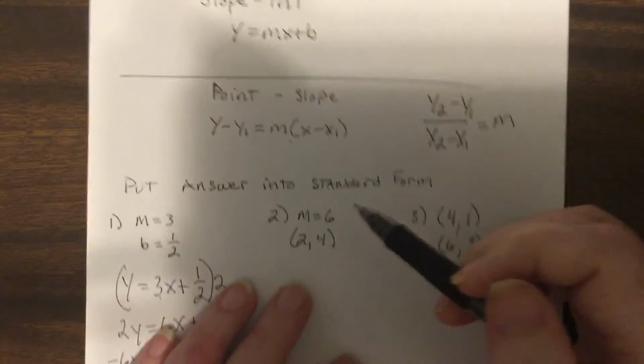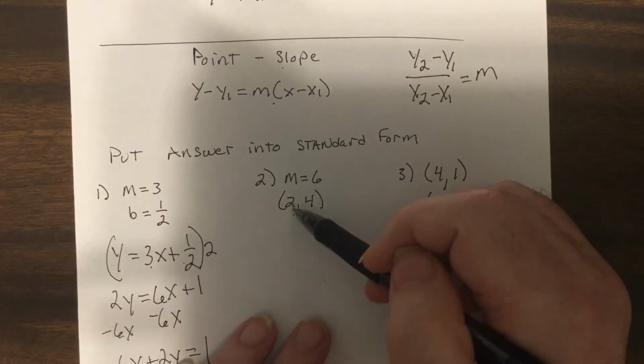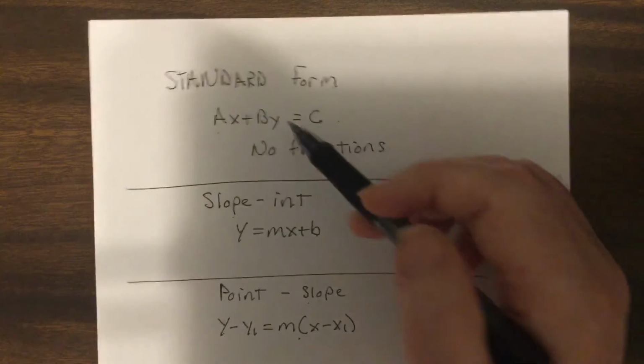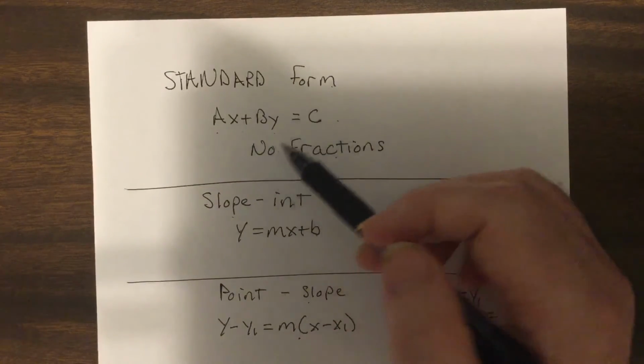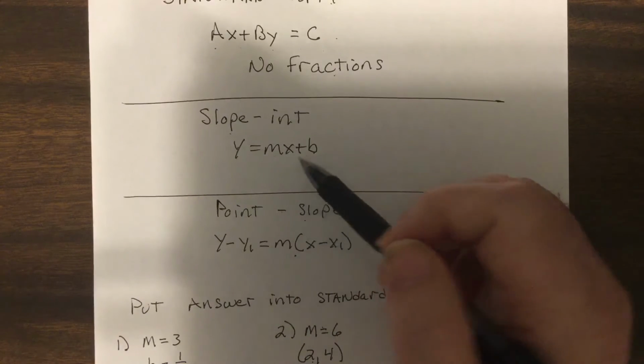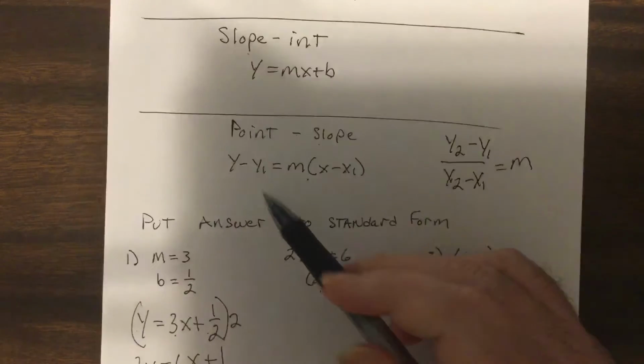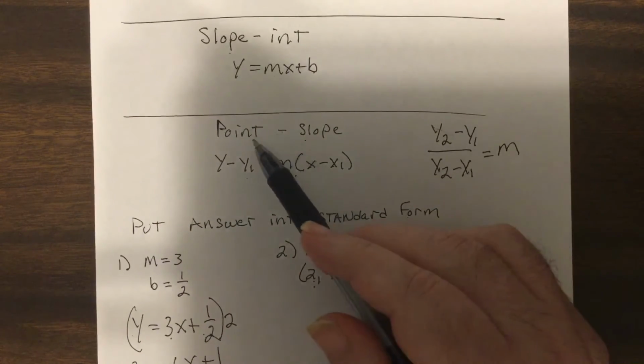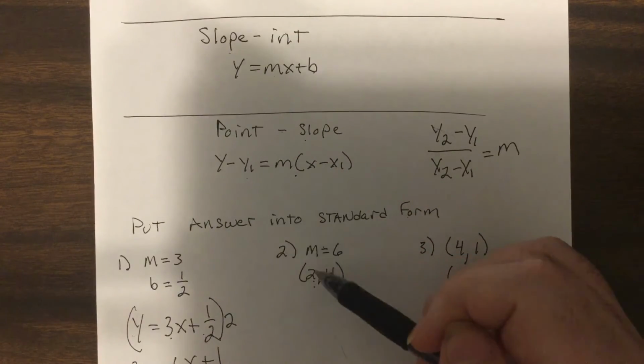Now this one, I'm given a slope and a point, or a point and a slope. So which one do I use? Standard? No. How about slope-intercept? No, I don't have the intercept. But I do have point-slope. That's why they named it that. You have a point and a slope.